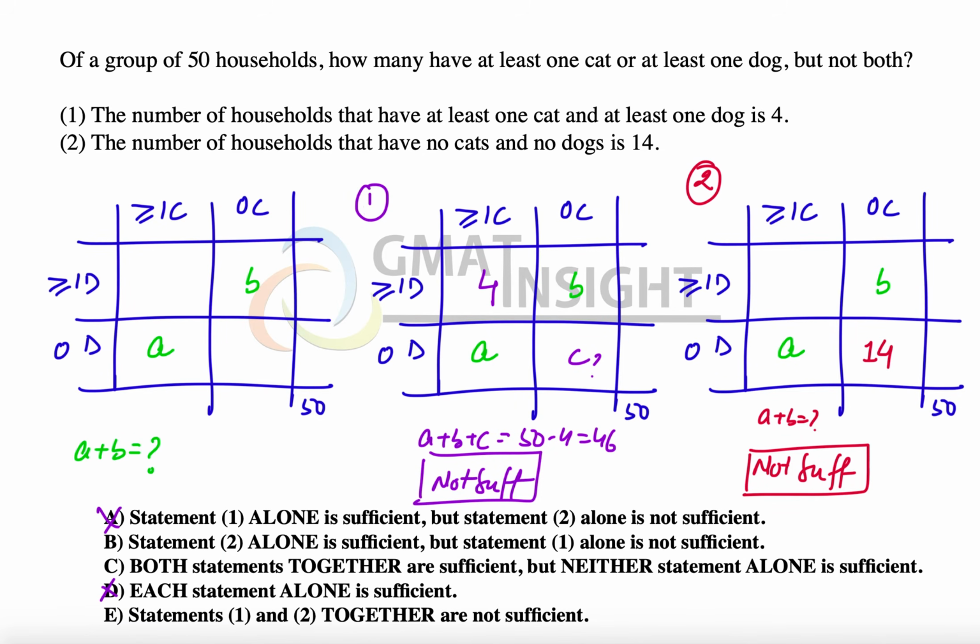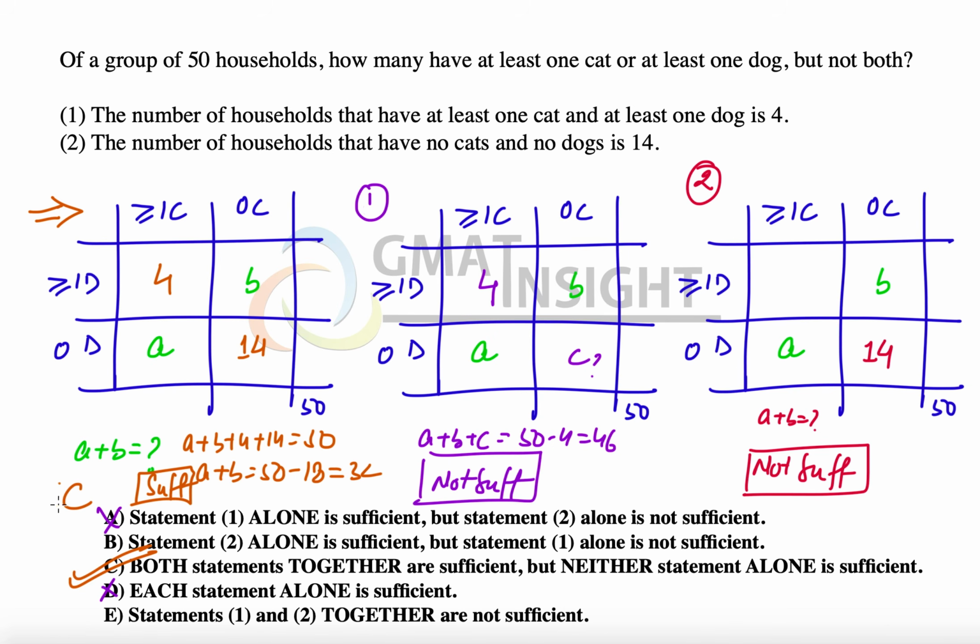Now we need to combine the two statements and see what happens. So let me just combine the statements in this grid itself. We have this place 4 and we have this place 14. And we also know that the sum of all of them is equal to 50. That means we can say A plus B plus 4 plus 14 is equal to 50. That gives us A plus B equal to 50 minus 18, which is equal to 32. And since the statements together are sufficient, the answer to the question becomes option C.